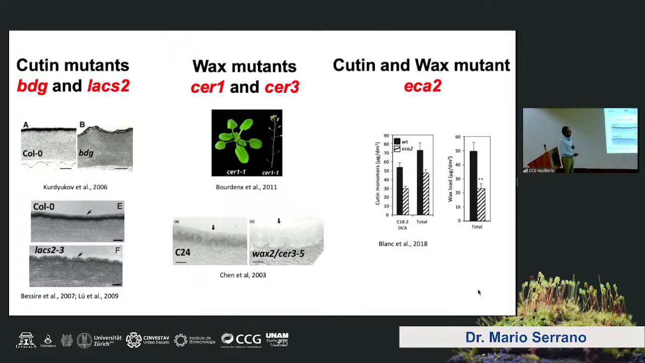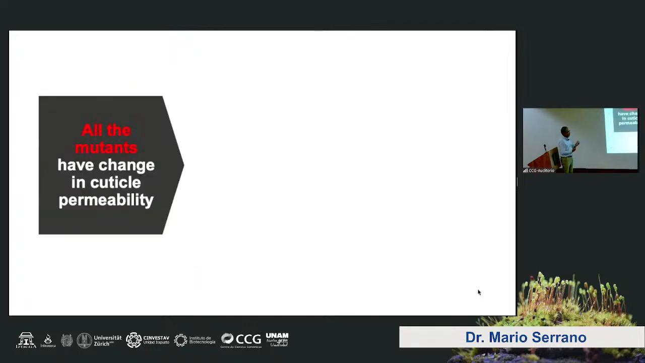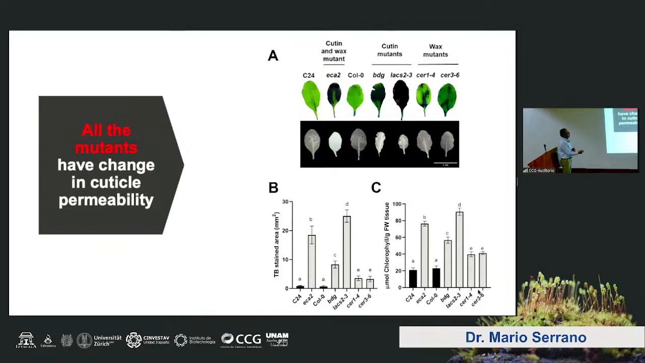So Wendy started to work with this, and the first thing she did was, okay, let's check if all of these mutants are permeable. And so all the mutants were more permeable. We analyzed in different ways, yeah?